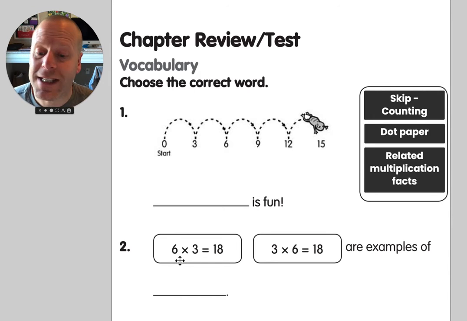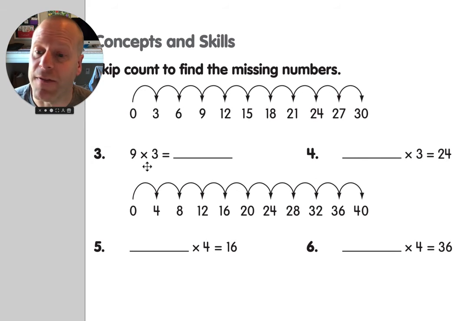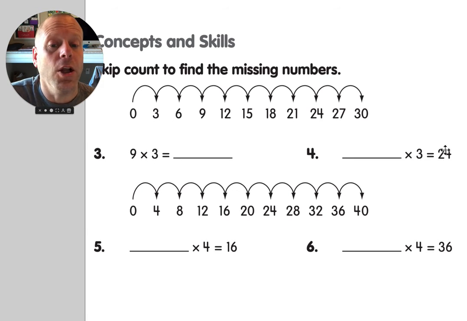Down here, we see that 6 3's and 3 6's both give us the same answer. Are these skip counting problems? Are these dot paper problems? Or are these examples of related multiplication facts? You're going to use the vocabulary words on the first page. Second page, you're going to skip count by 3's and find some answers. And then here, you're going to do the opposite, right? You're going to already have the answer, but now you need to know how many 3's got you there. So count the jumps for these.